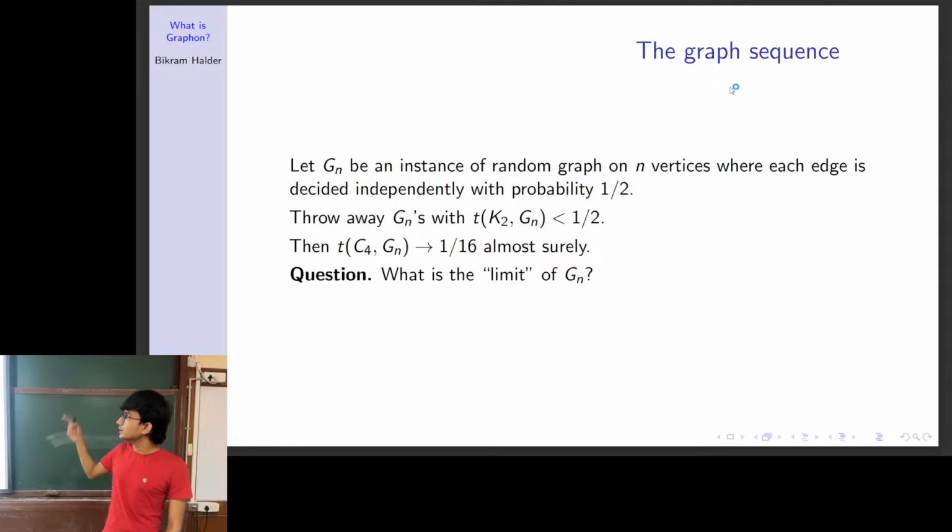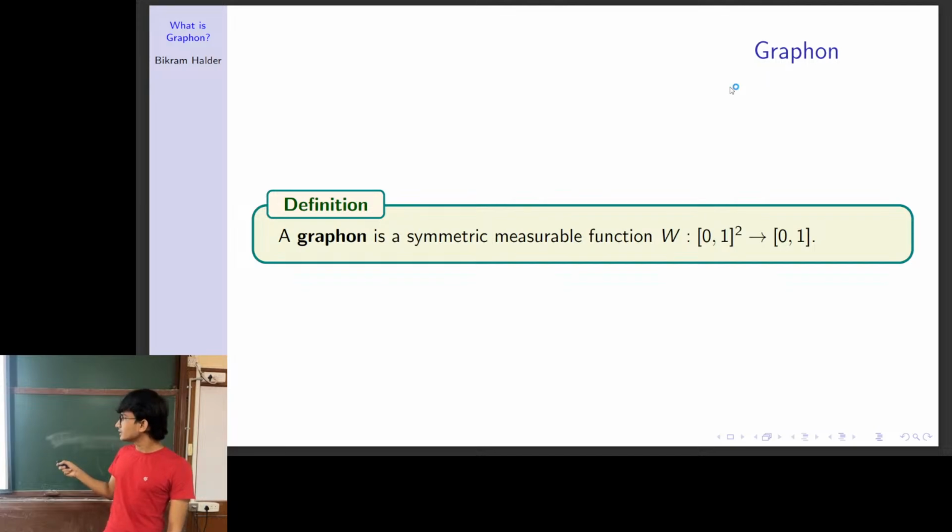But we showed that the density goes to 1 over 16. What about the limit of the sequence? How can we get any guesses? What about the limit of the sequence? The answer comes out to be a graphon. What is a graphon? A graphon is basically a symmetric measurable function from the [0,1] square to [0,1].